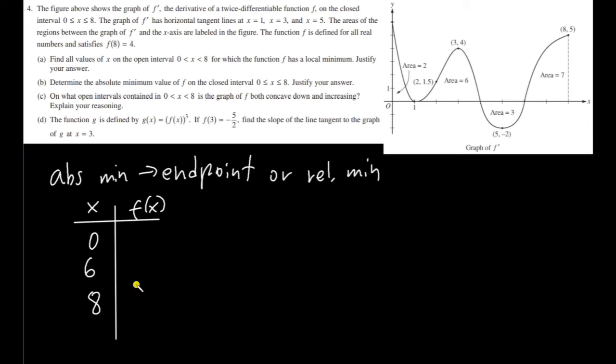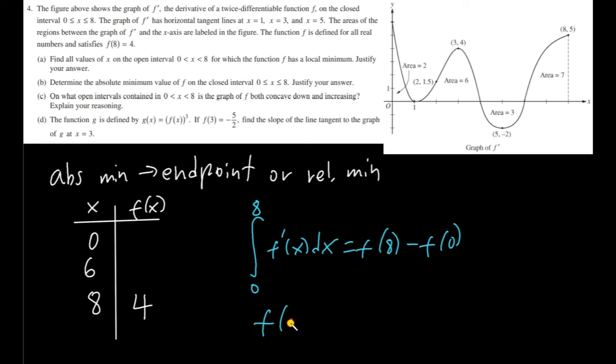Well, we know f of 8, that's equal to 4, right? But how do we figure out f of 6 and f of 0? Well, what we're going to do is set up an integral. So we'll start with f of 0. If we integrate from 0 to 8, and the reason I'm choosing 0 and 8 as my endpoints is because we know f of 8, and we want f of 0. Integrating from 0 to 8 of f prime of x dx is equal to f of 8 minus f of 0, right? And we want f of 0, so f of 0 is f of 8 minus this whole integral.